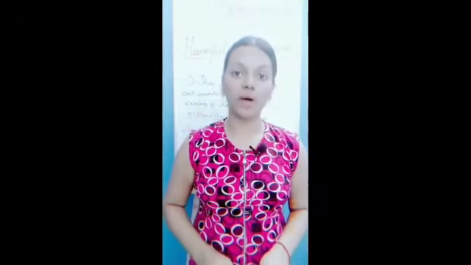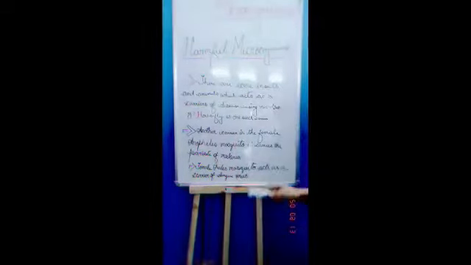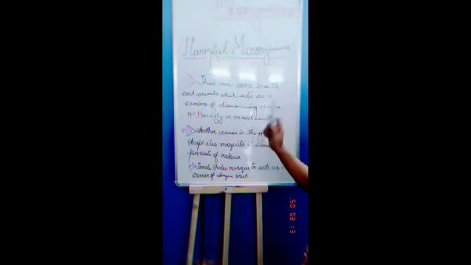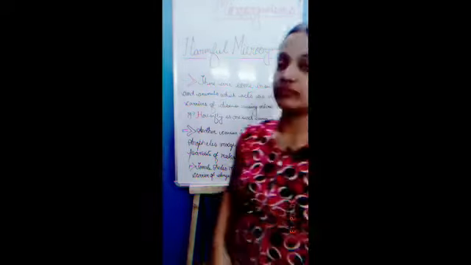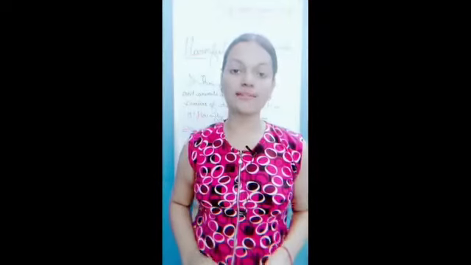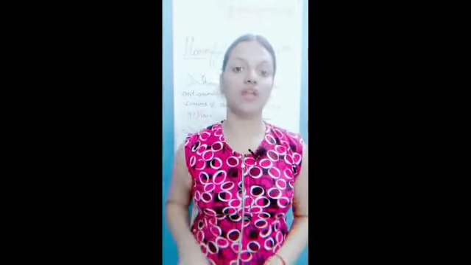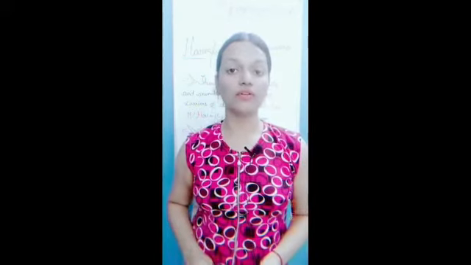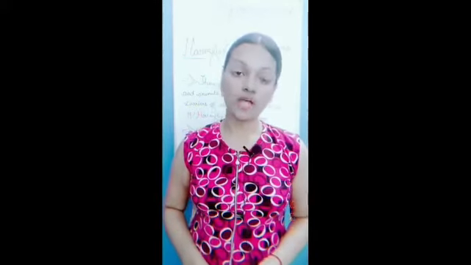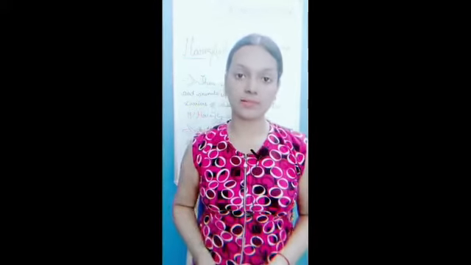Now we will learn about the insects and the animals which act as a carrier of disease. Now there are some insects and animals which act as a carrier of disease. So number one is the housefly. The housefly is a carrier of disease. Now, how is the housefly a carrier of disease?